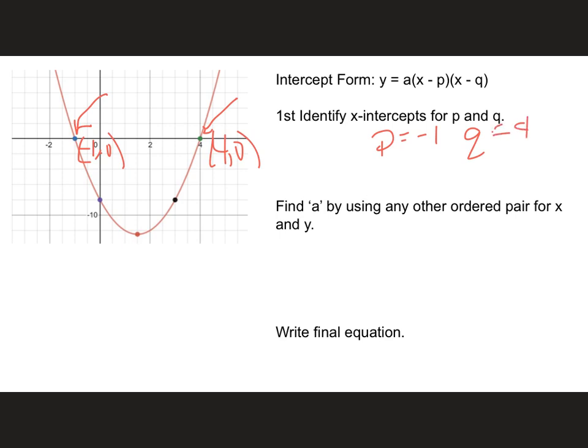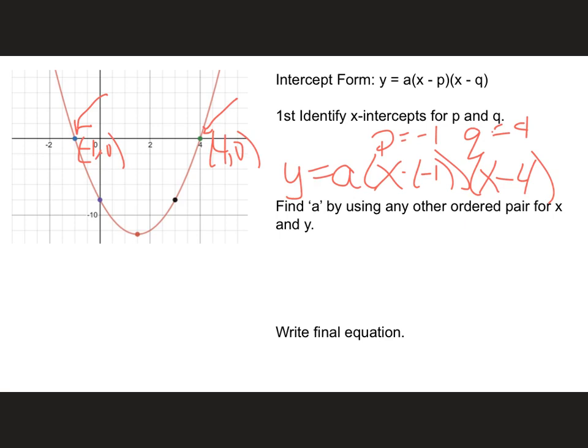So I would want to now write into the formula what I already know. So y equals a, x, P is going to be negative 1, so that's x minus negative 1, and x minus 4 for q. Now I would not leave this minus negative 1. I would rewrite that as plus 1, and I will do that in just a second.